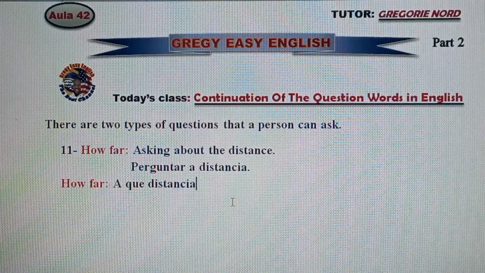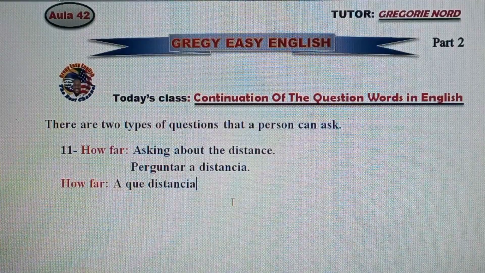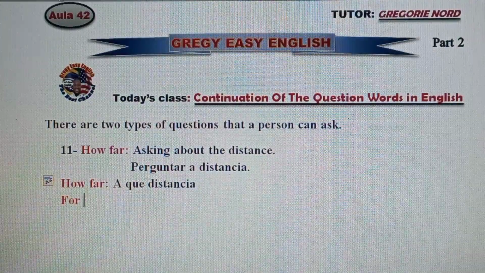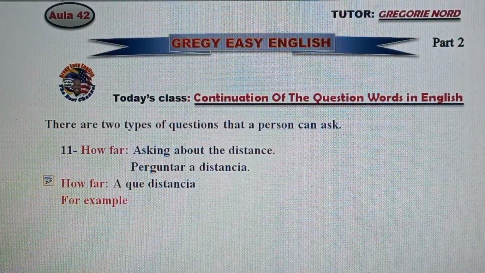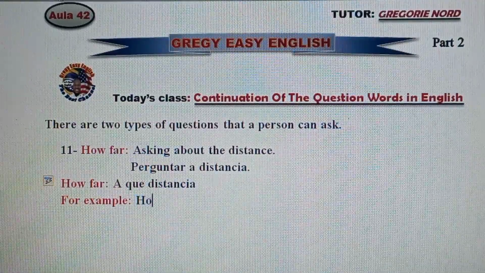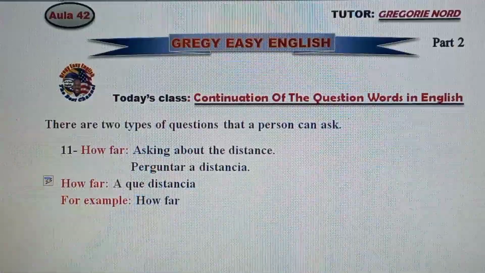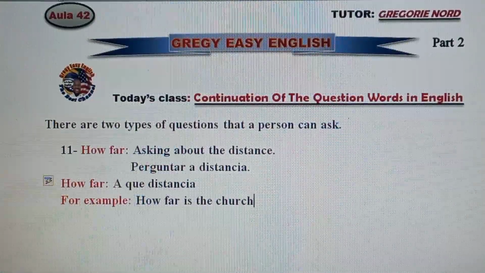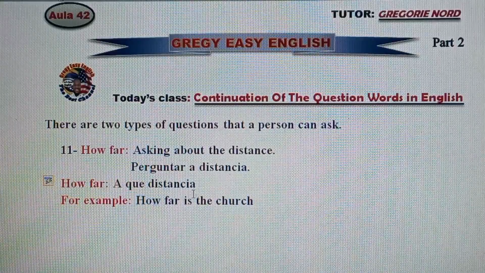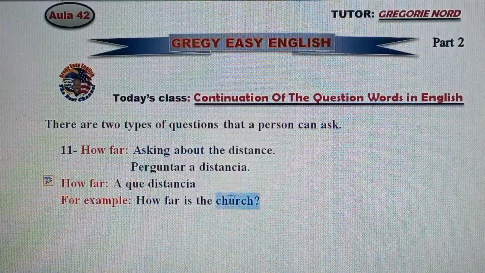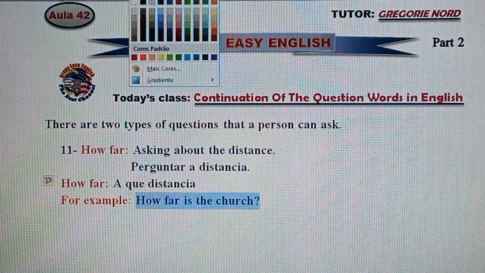Okay, guys, now let's have an example with how far. Let's say, for example, how far is the church? How far is the church?